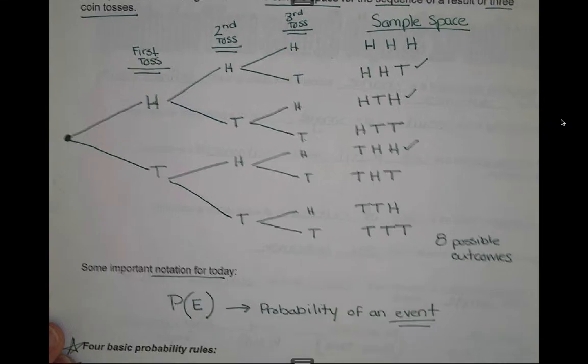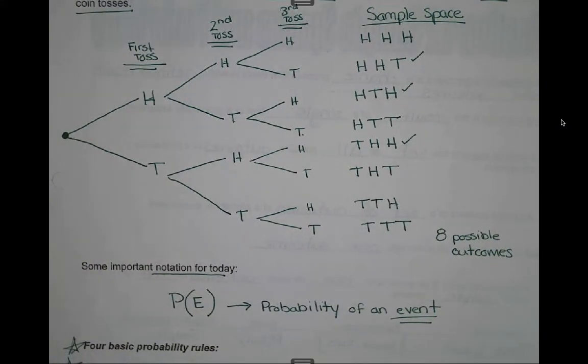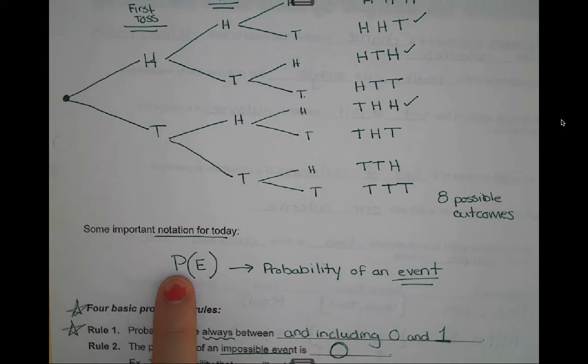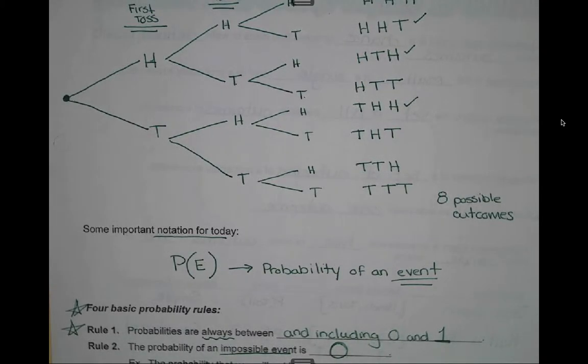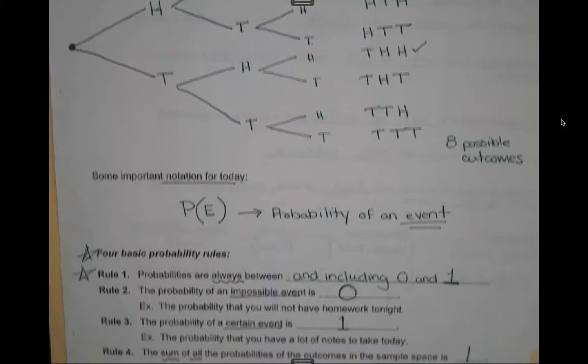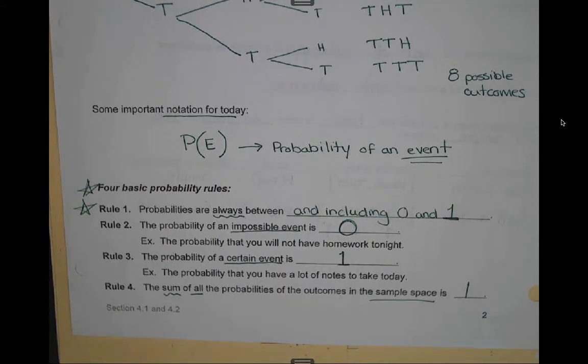Probability notation is the next thing here. The probability of an event occurring. So we put P and then in parentheses, this E represents whatever the event is. Not only is the notation important for today's lesson, it's important through pretty much the end of chapter 6. Probability notation will help you keep a lot organized and understand what your event is.